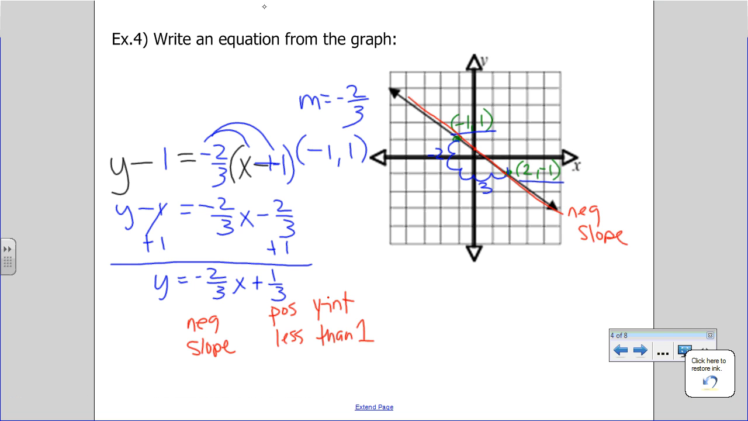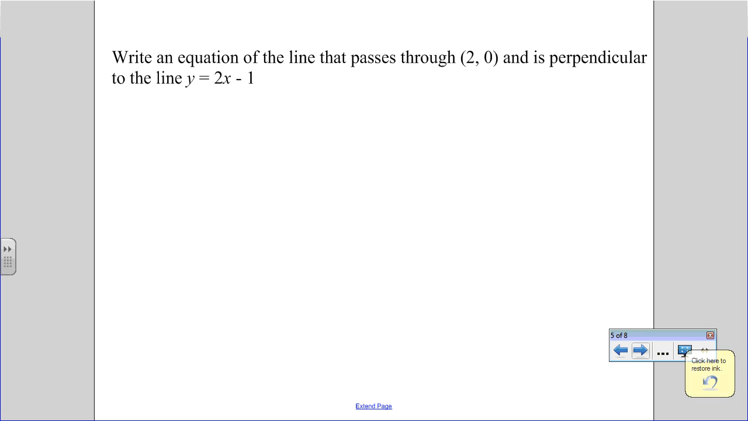All right, let's talk about parallel and perpendicular next. We want to write the equation of the line that passes through 2, 0, so we have an ordered pair, and it's perpendicular. Remember, we've got opposite reciprocal slopes to the line y equals 2. So if we're going to talk about slopes here for perpendicular, I need 2 m values. My given m value is 2. This is the given one.